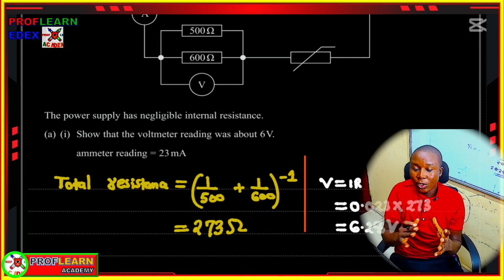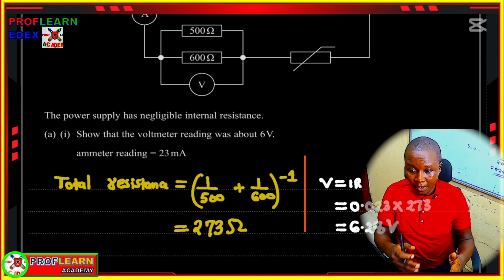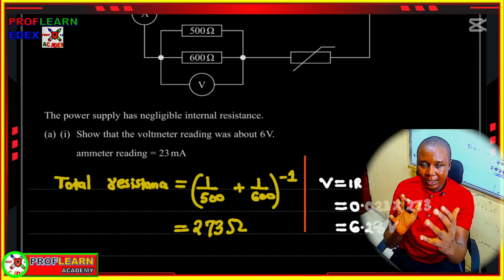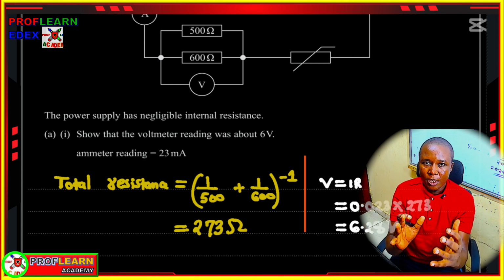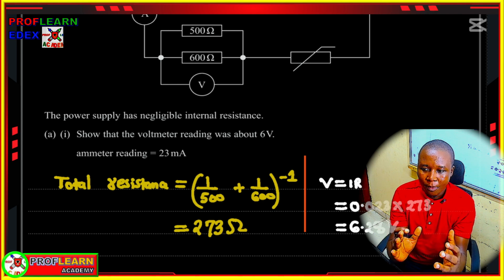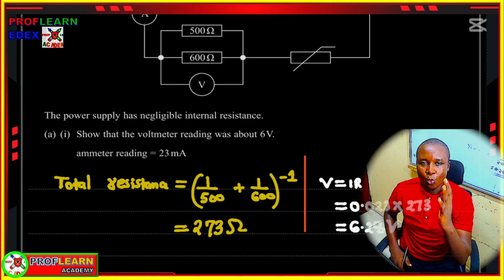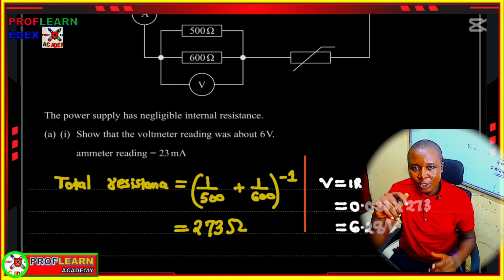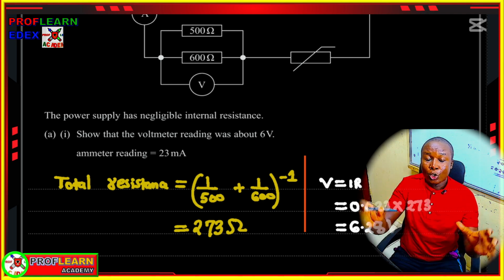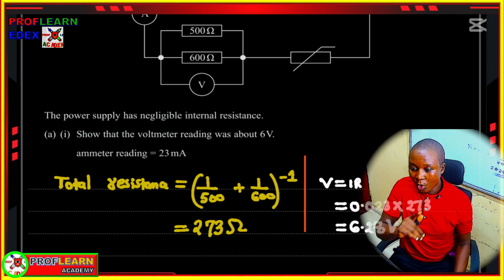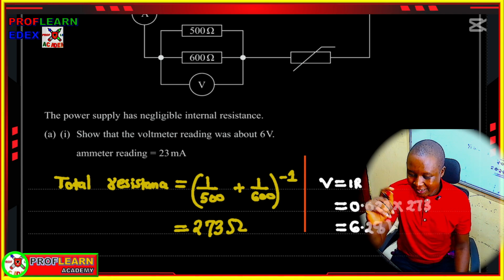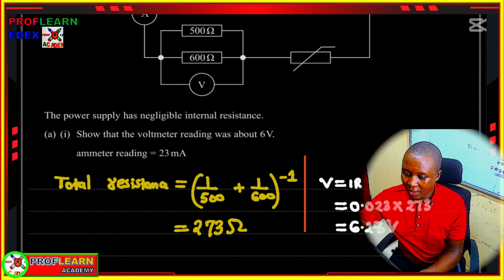That formula is going to give you the answer directly, right? So in this case, if I want to find the total resistance in that section where we have 2 resistors in parallel, we say 1 over 500 plus 1 over 600, raised to power -1, and the total resistance in that case reduces to 273 ohms.